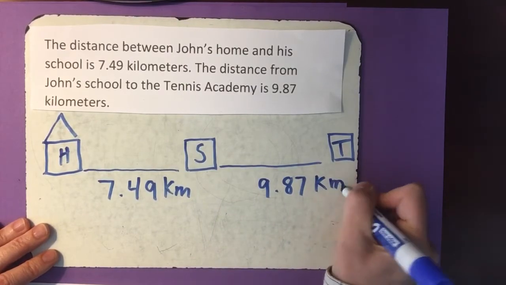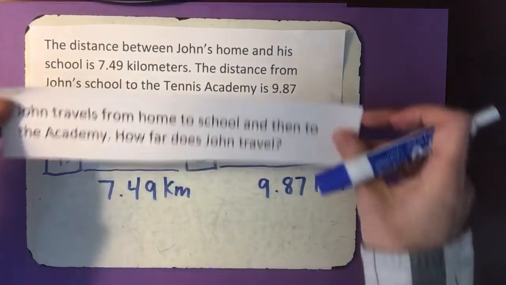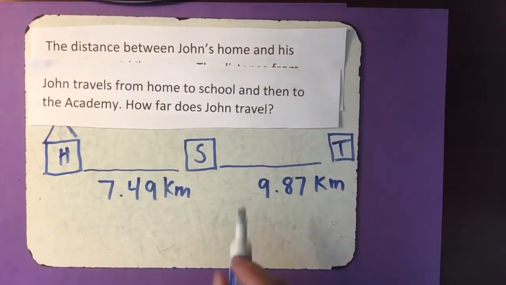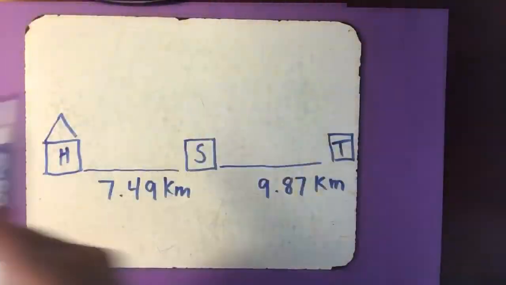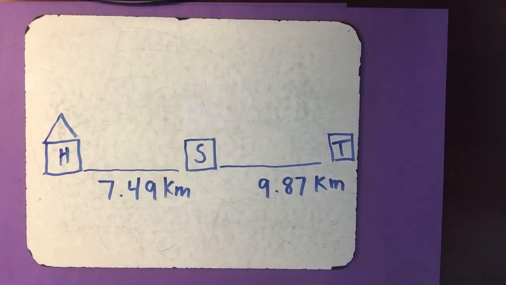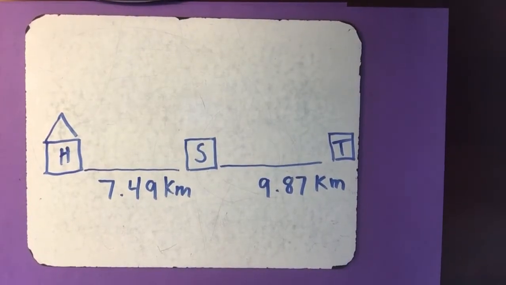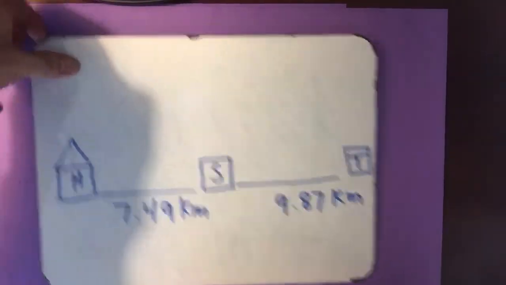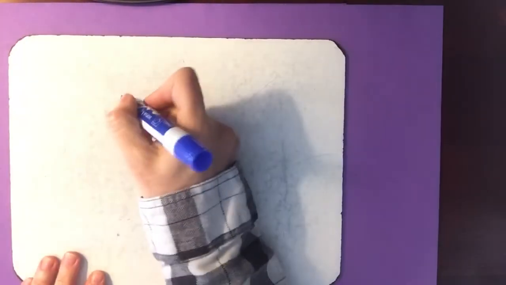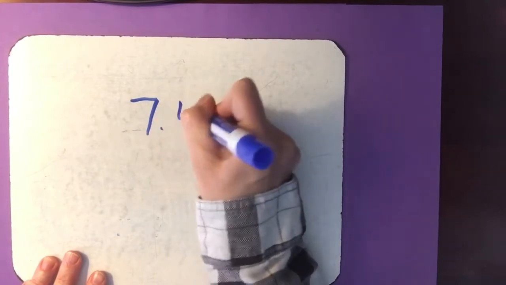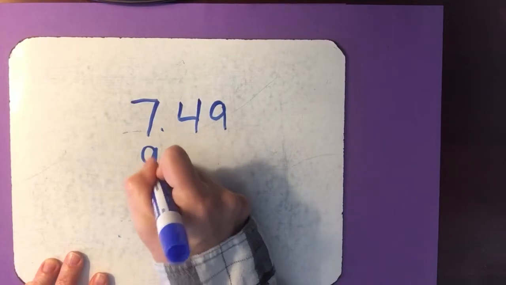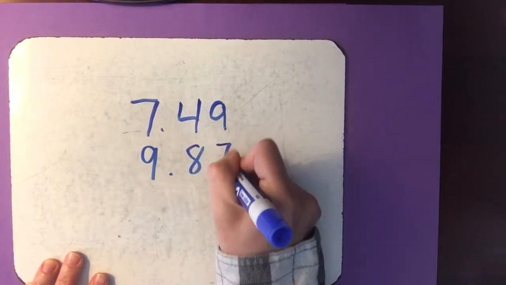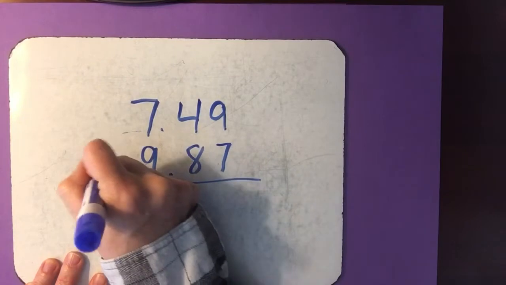And then what we're going to do is we're going to revisit the question. And the question is, how far does John travel when he goes to school and then to the academy? So let's go ahead and solve that. And I will get my other whiteboard here. So 7.49 kilometers plus 9.87 kilometers. Add that up.